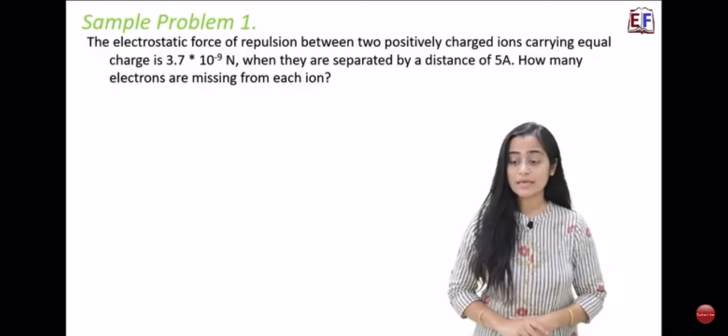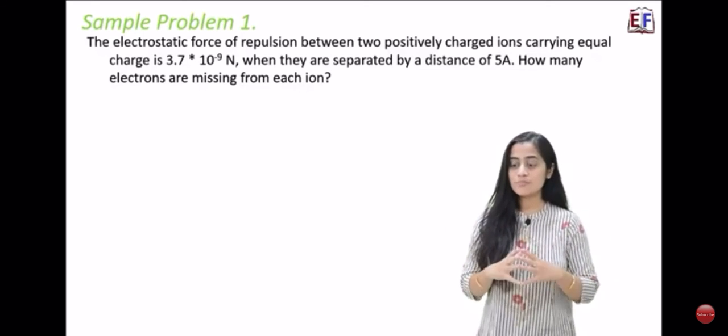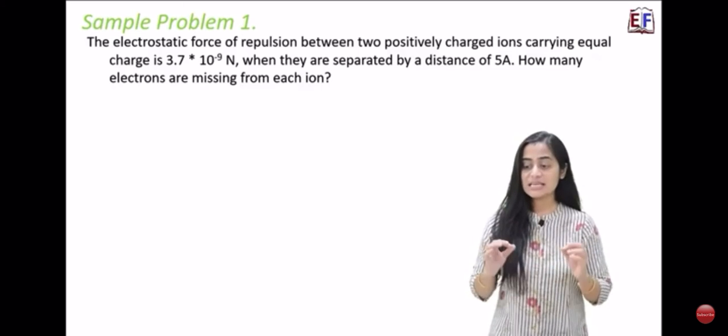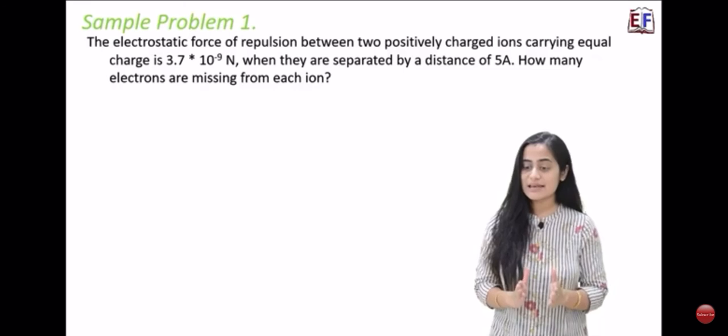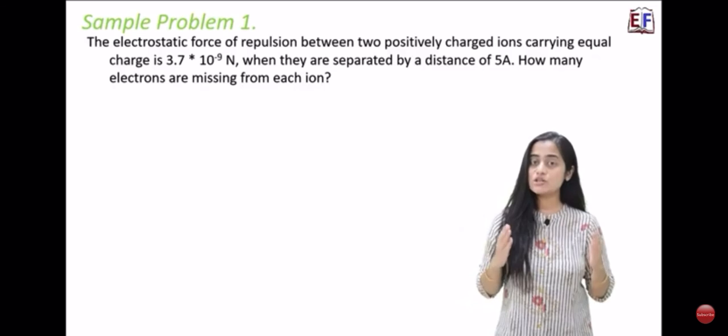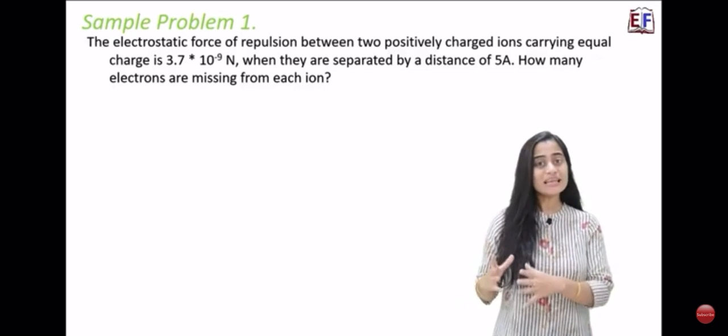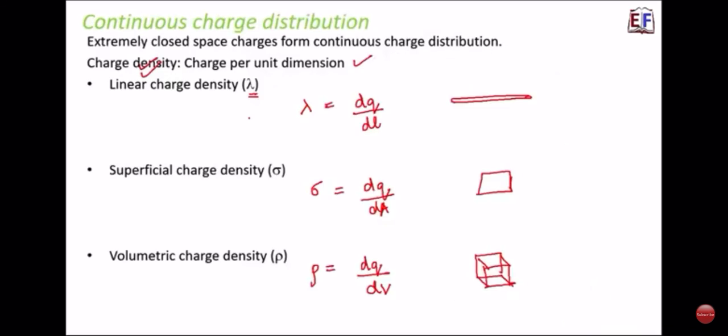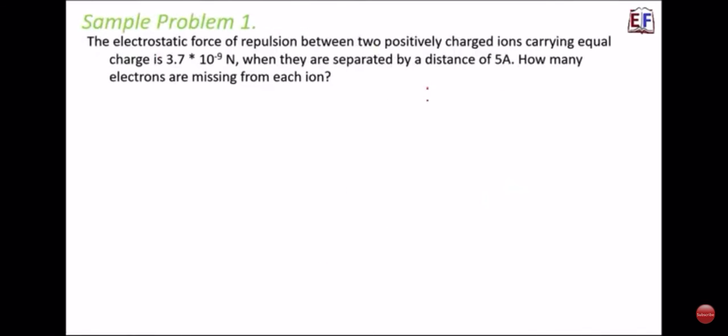Sample problem number 1. The electrostatic force of repulsion between two positively charged ions carrying equal charges is 3.7 into 10 to the power minus 9 Newton when they are separated by a distance of 5 angstrom. How many electrons are missing from each ion? In this case, the force between these two charges is given as 3.7 into 10 to the power minus 9 Newton. And the distance between the two charges is 5 angstrom, which is equal to 5 into 10 to the power minus 10 meters. Now we have to find out how many electrons are missing from each ion.